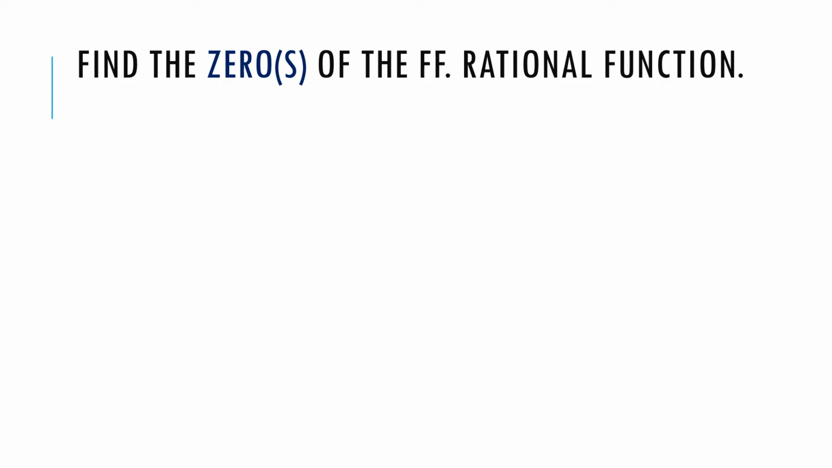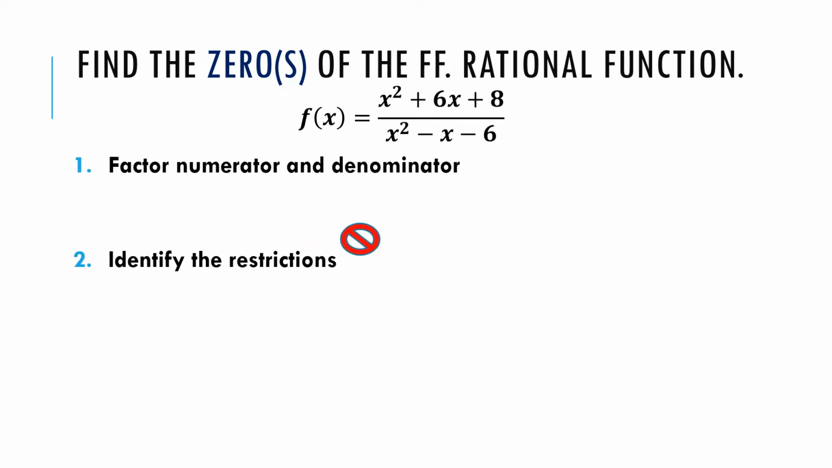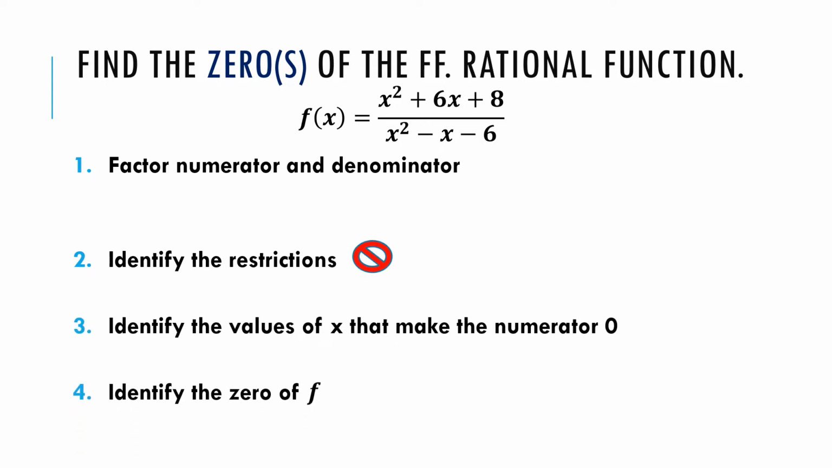Now let's try this rational function. F of x is equal to x squared plus 6x plus 8 all over x squared minus x minus 6. Number 1, let's factor the numerator and denominator if possible. Sa function na ito, mapafactor pa siya. So, ano yung factors ng numerator? We have the quantity x plus 4 and the quantity x plus 2. Sa denominator naman, meron tayong quantity x minus 3 and quantity x plus 2.